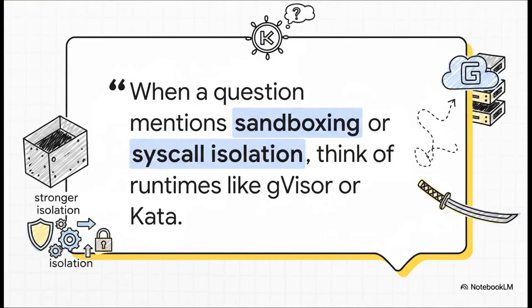Here's the exam tip. This is all about keywords. If you see a question that mentions sandboxing, stronger process isolation, or the big one, syscall isolation, a light bulb should go off. You should immediately think of these alternative, security-hardened runtimes like gVisor or Kata containers. It's not your standard tool, it's not for monitoring, it's a sandbox.